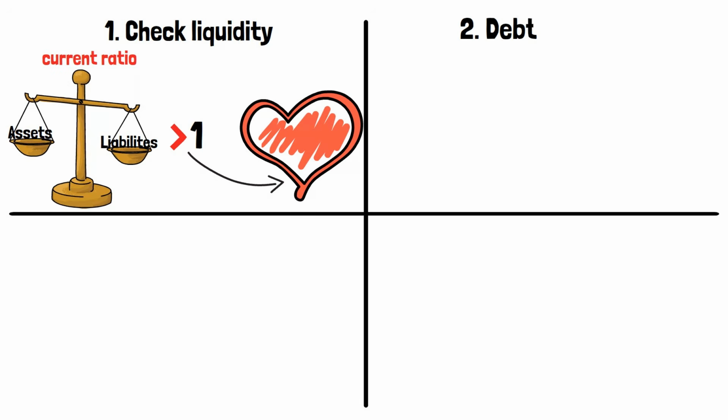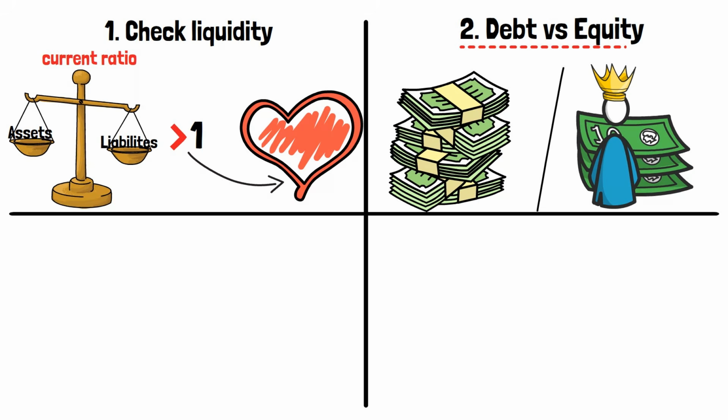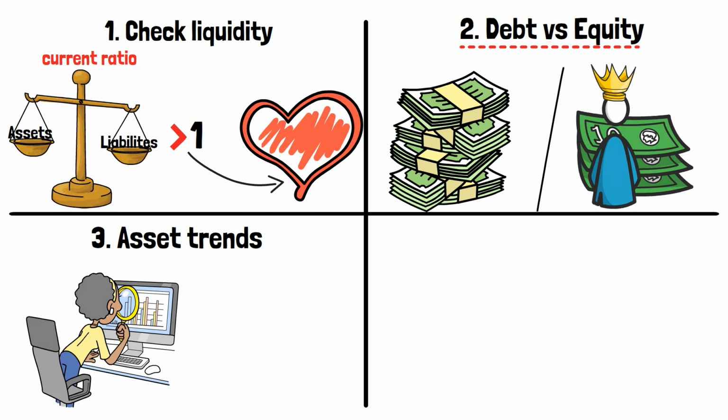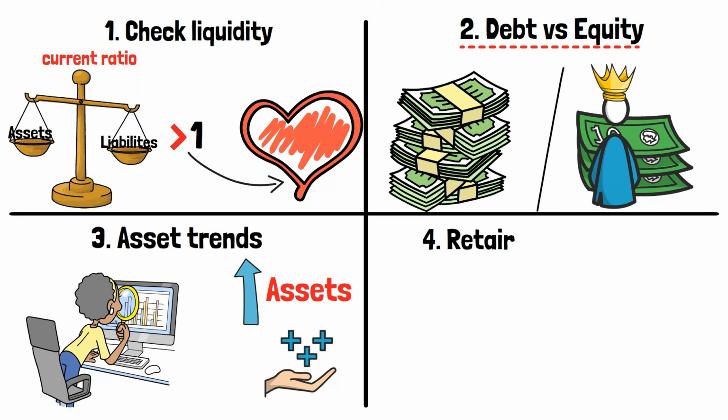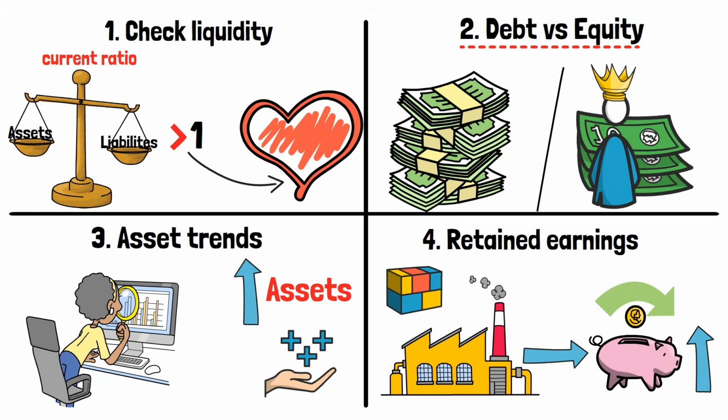2. Debt versus equity. Look at how much financing comes from debt compared to equity. This is your debt to equity ratio. 3. Asset trends. Compare the current period to past periods. Are assets growing? Are they being used efficiently? And 4th, retained earnings. Is the company profitable and reinvesting in growth, or are losses piling up?